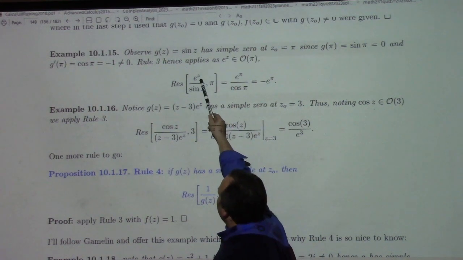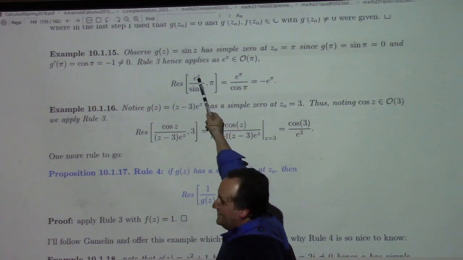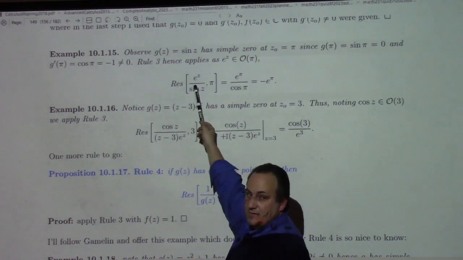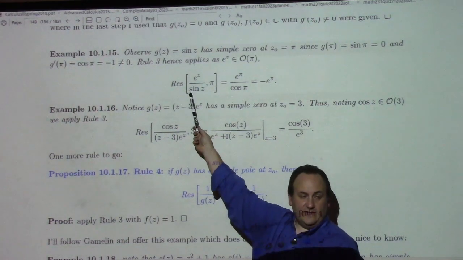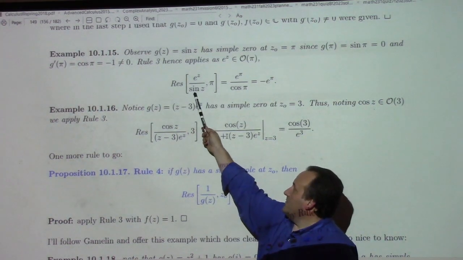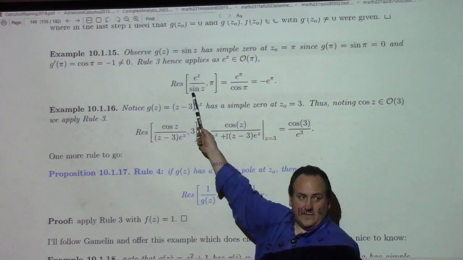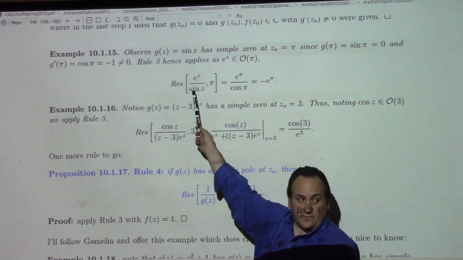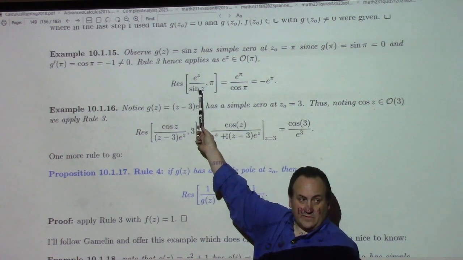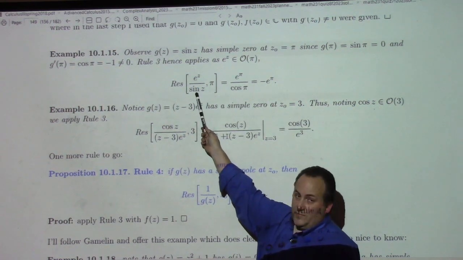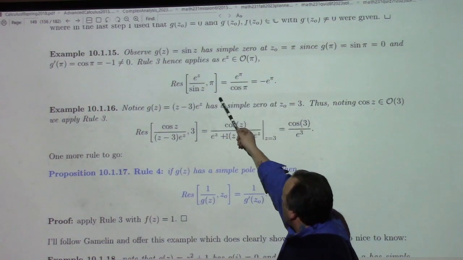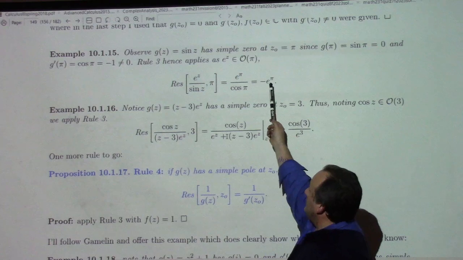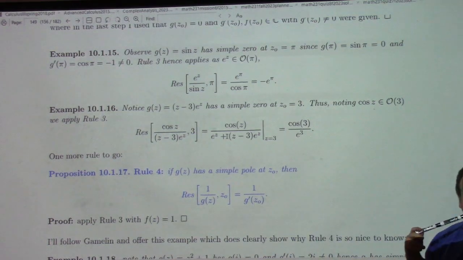So this is f of z. This is g of z. Remember, we know that sine of z has a simple 0 at pi, because sine of pi is 0, the derivative of sine is cosine, and cosine of pi is -1. Therefore, it's a simple 0 by our simple 0 theorem. So sine of z is a simple 0 at pi, and so rule 3 applies. I do e to the pi divided by the derivative of sine, which is cosine at pi, and there you have it. That's the residue.